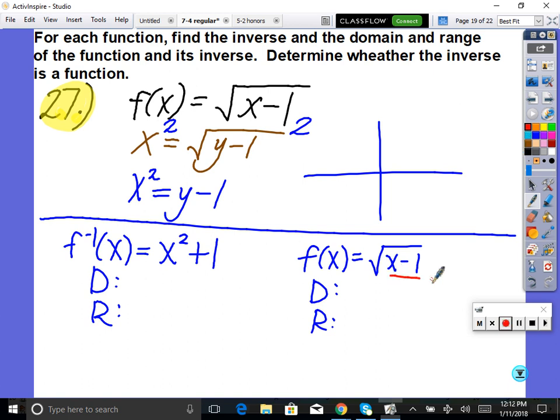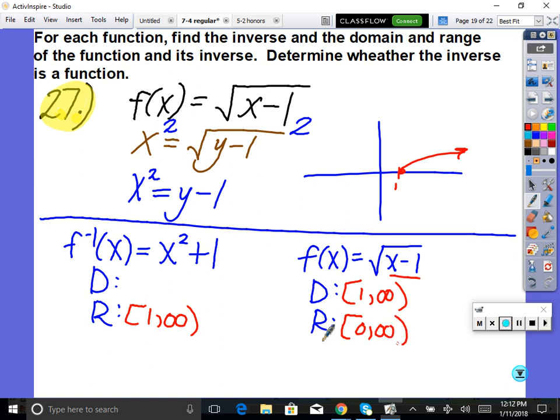Isn't this a right one? So go like this, right one, and then just draw a rough sketch. So now it's easy to see your domain. Isn't my domain 1 to infinity? Then go down to your range here, 0 to infinity. So my range of the original is 0 to infinity, and now we know the domain of the inverse is 0 to infinity, and all is good.